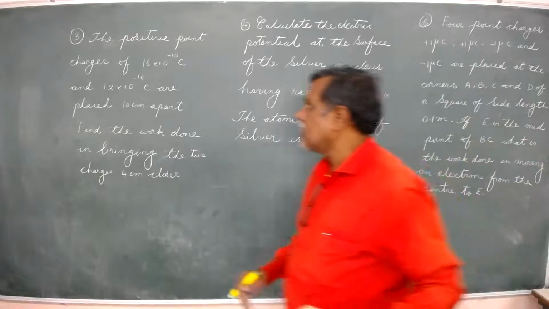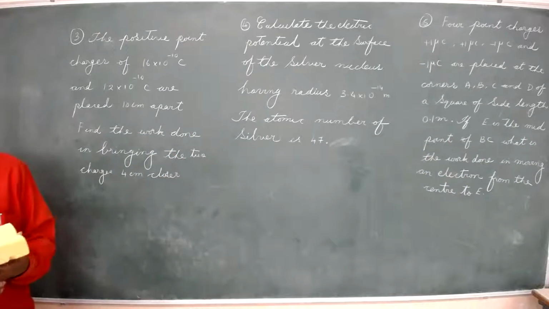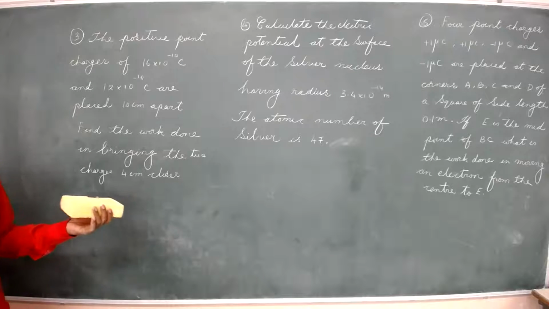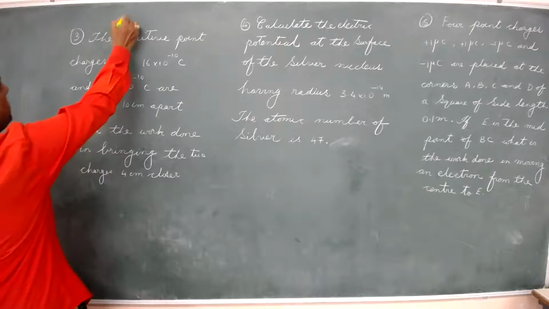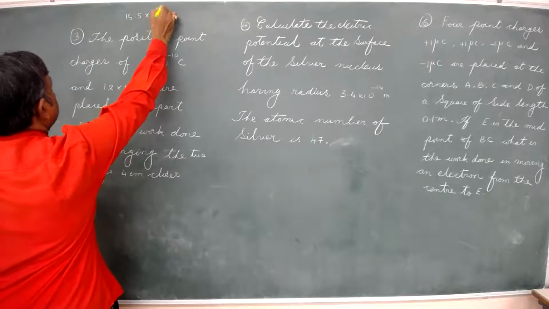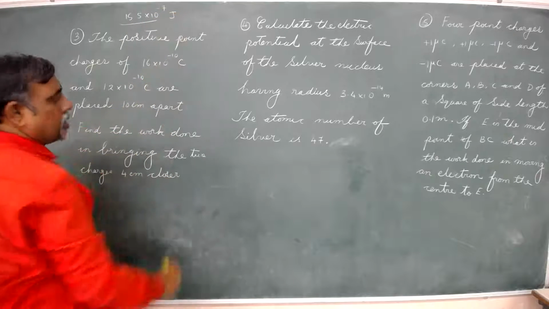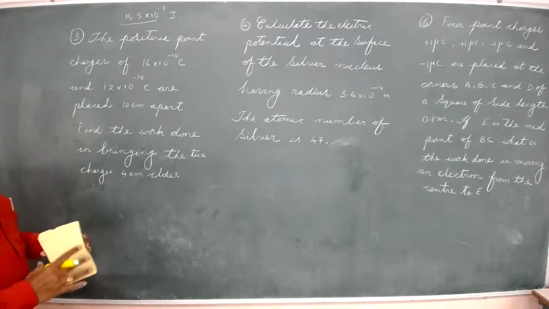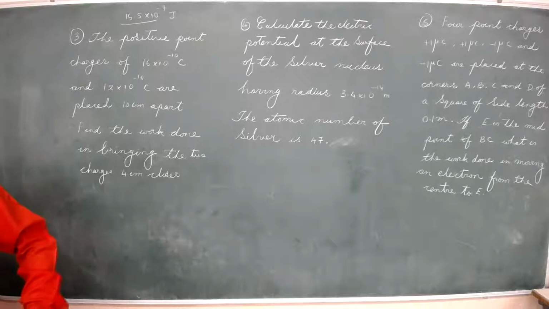Yes. So the third one we discuss. So what is the answer? Third one? 15.5 into 10 power minus 7 joule. So this is what Sachin says. Sagar, what's your answer here?